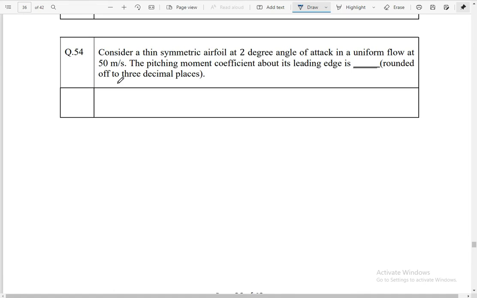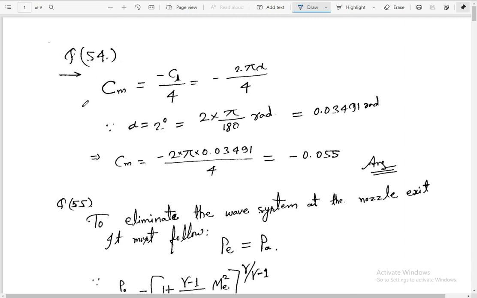Question number 54. Consider a thin symmetrical airfoil at 2 degree angle of attack in a uniform flow at 50 meters per second. The pitching moment coefficient about its leading edge is? So for 54, the moment coefficient is given by minus CL by 4, which is equal to minus 2 pi alpha by 4. This is the formula. Angle of attack is given as 2 degrees. We just change degrees to radians, 0.03491.